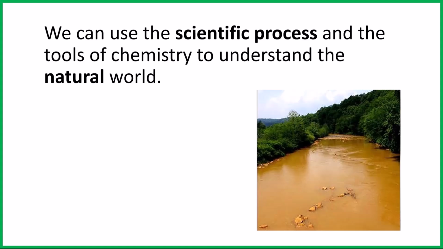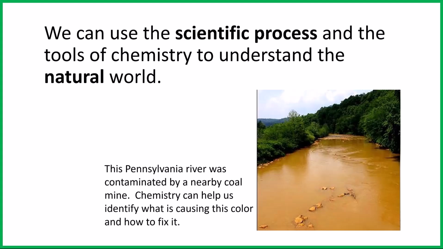We can use the scientific process and the tools of chemistry to understand the natural world. For example, this Pennsylvania river was contaminated by a nearby coal mine. Chemistry can help us identify what is causing this color in the water and how to fix it. So sometimes we look at things that are visible, and chemistry shows us the invisible world that is causing what we can see.